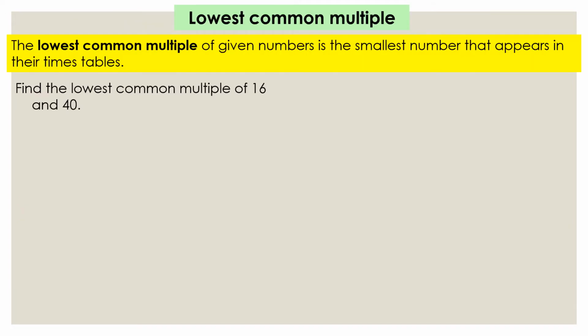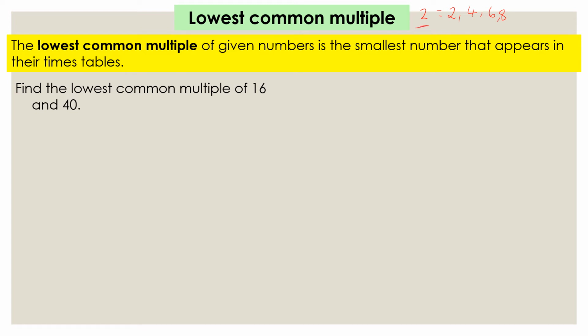So now we've recapped how to do prime factorization and the highest common factor, we're now going to look at the lowest common multiple. And if you remember from a previous video, a multiple is just a number that appears in a times table. So for example, in the 2 times table, we have 2, 4, 6, 8. They are all multiples of 2.